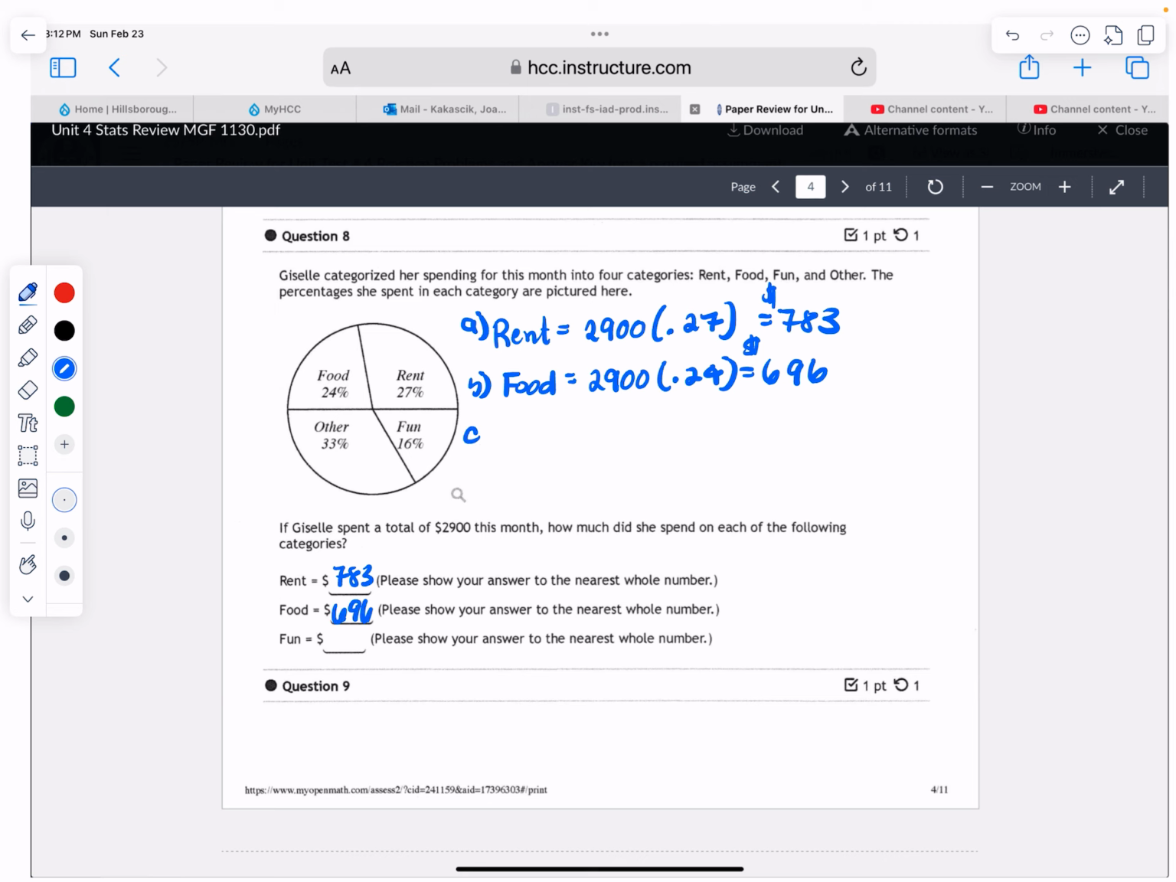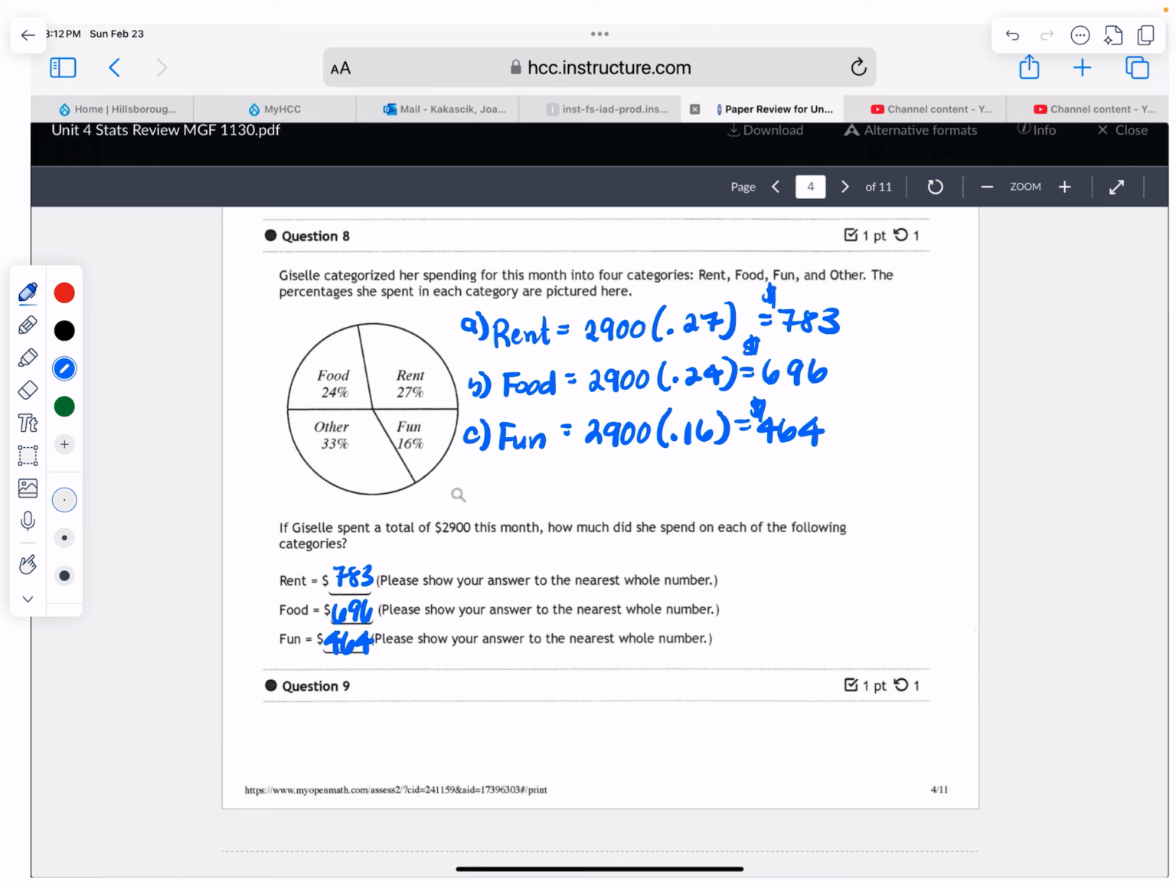And then C is fun. So out of the 2,900, she spends 16% of her money on fun. So 2,900 times 0.16 equals 464.